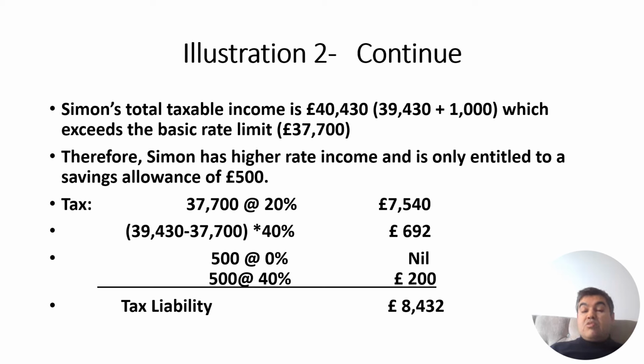Take his non-savings income first. Take the first part, 37,700, because up to 37,700 the rate is 20%. That's why we break it down. The remaining amount between 37,700 and 39,430 will be taxed at the rate of 40%. Then take £500 from the savings income and multiply by the zero rate, 0%, so there's no tax, and on the remaining savings income, apply the tax rate of 40%, because he's already in the 40% bracket. That would give you the total tax liability.